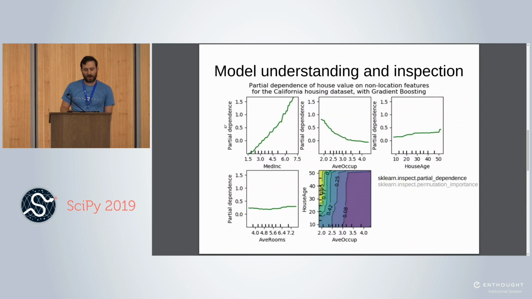We also worked on model understanding and inspection. There's a new inspect module. Right now it has only partial dependence curves for any estimator, but soon it'll also have permutation importance, and we'll add more plotting utilities. So I think model understanding and model inspection is something we already started working on, but we'll do a lot more.